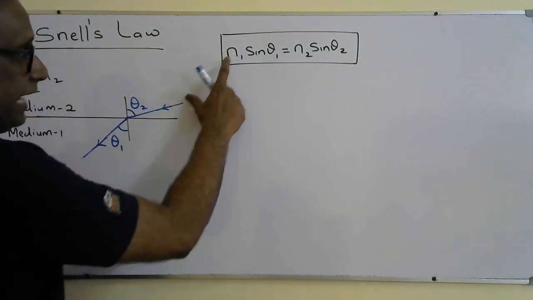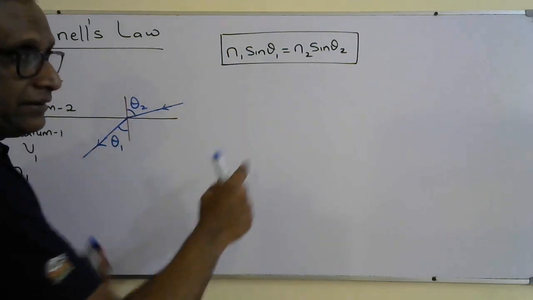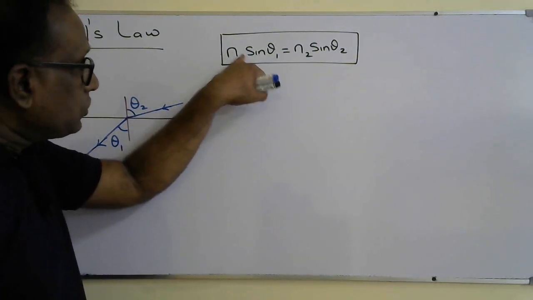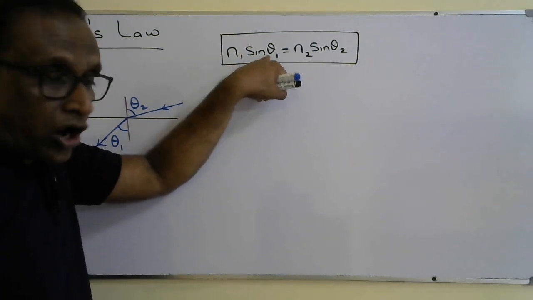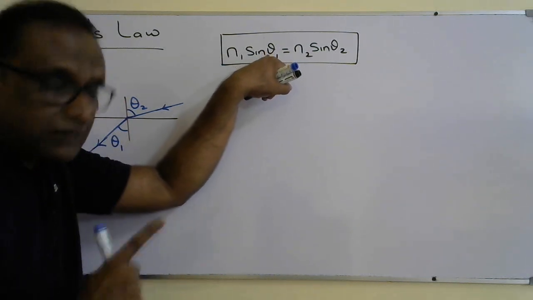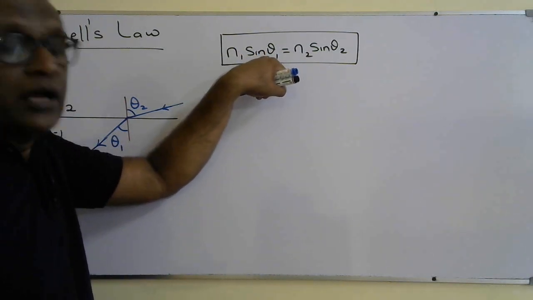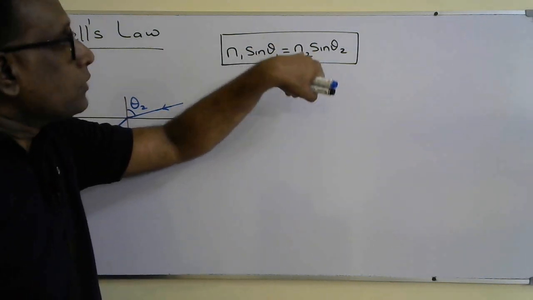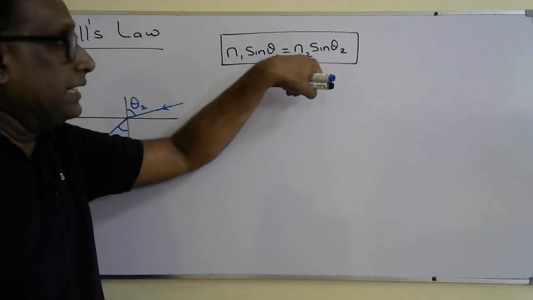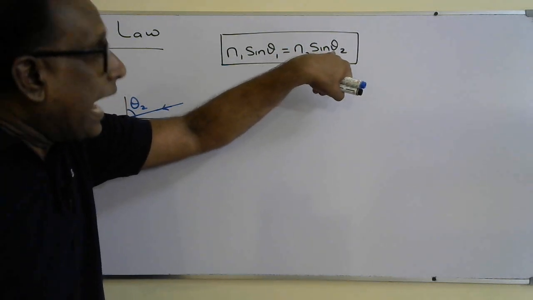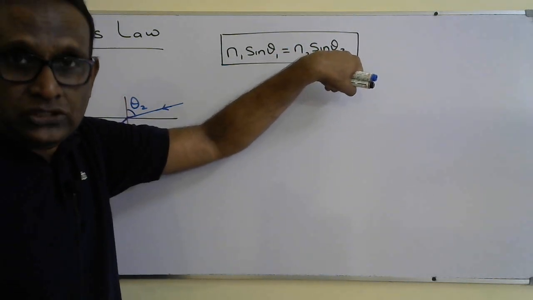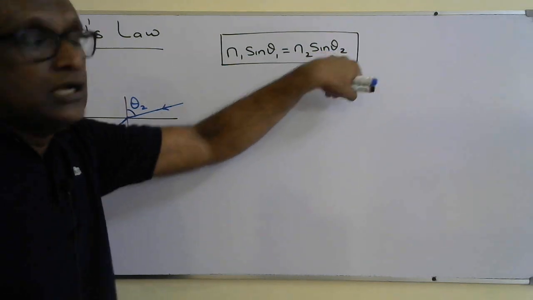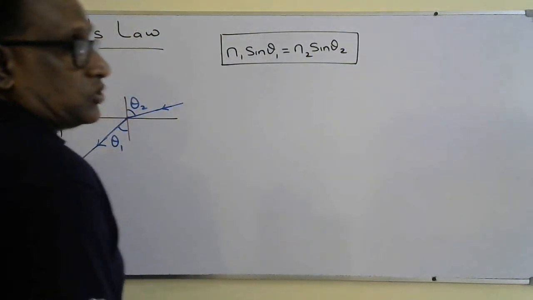Simply I can say, n1, the refractive index of a medium, into the sine of the angle with the normal to the boundary in that medium, is equal to the refractive index of the next medium into the sine of the angle with the normal to the boundary in the next medium. So it's a very simple equation to use.